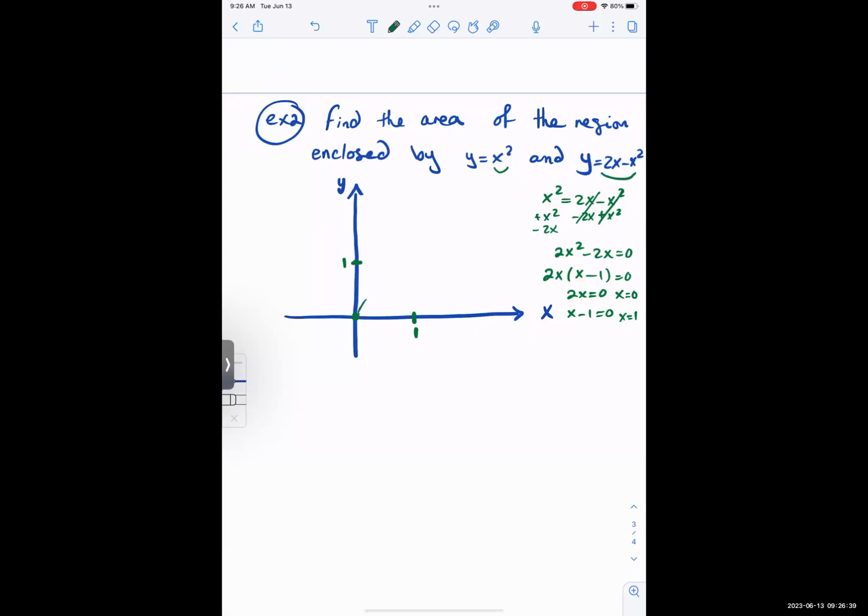So one graph upward, the upward one is x squared. And one graph downward, that's y equal to 2x minus x squared. Is that clear so far? So you want to find the area in between these two curves. The area between two curves must always be positive. So here we go. Set up the integral.